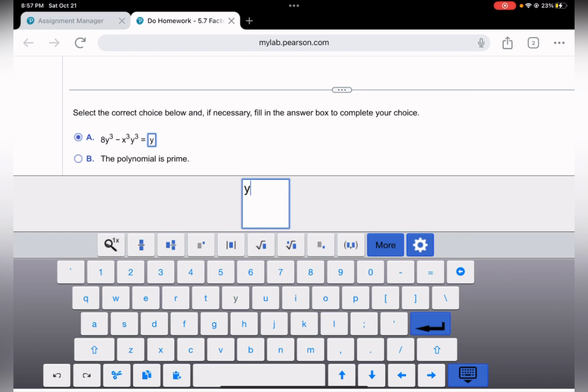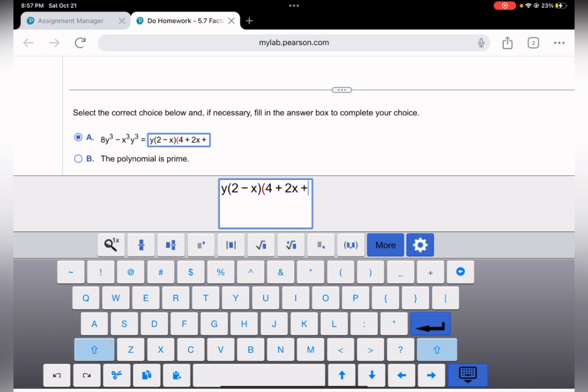Y times 2 minus x, and then times 4 plus 2x plus x squared.